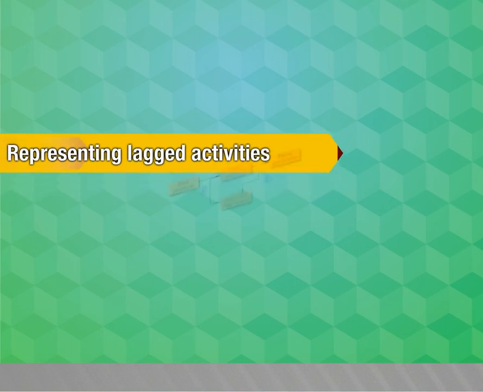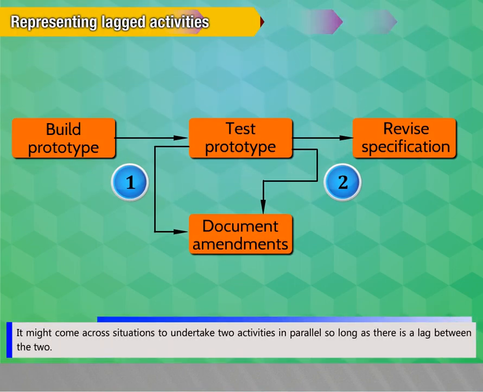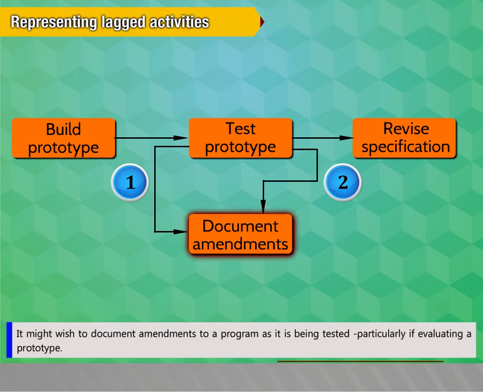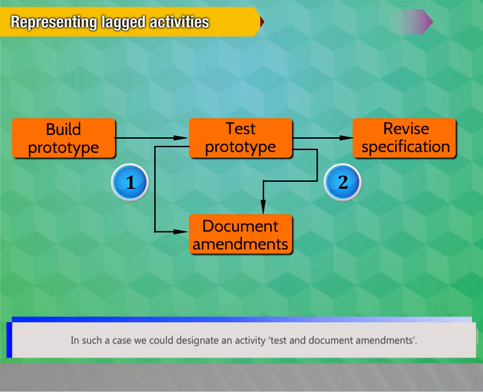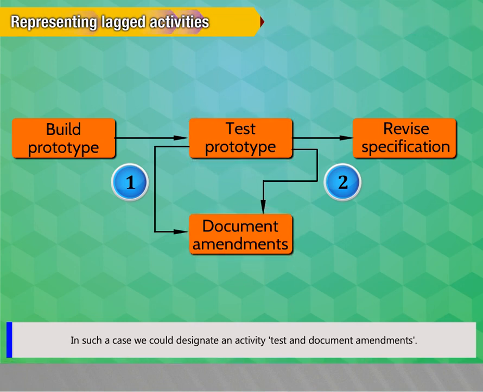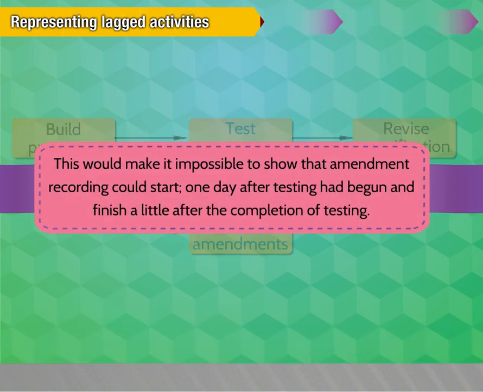Representing lagged activities. We might come across situations where we can undertake two activities in parallel so long as there is a lag between the two. We might wish to document amendments to a program as it is being tested, particularly if evaluating a prototype. In such a case, we could designate an activity, test and document amendments. This would, however, make it impossible to show that amendment recording could start one day after testing had begun and finish a little after the completion of testing.